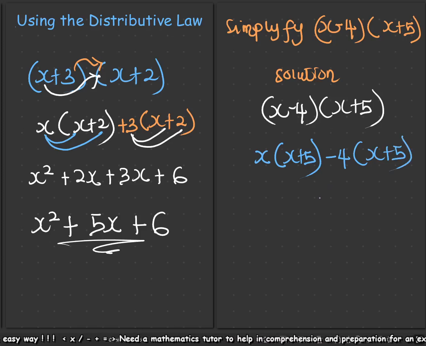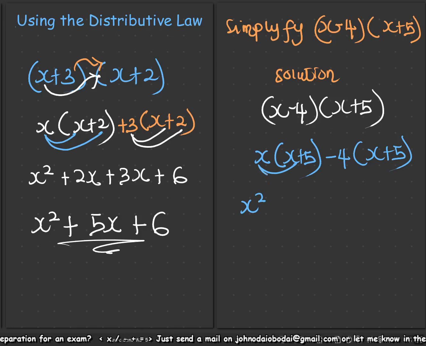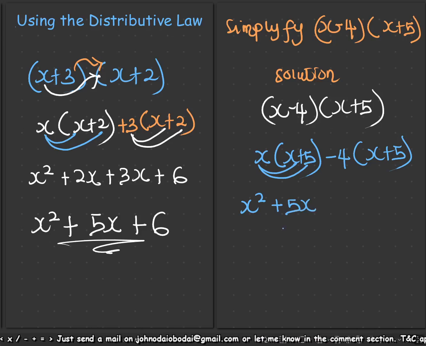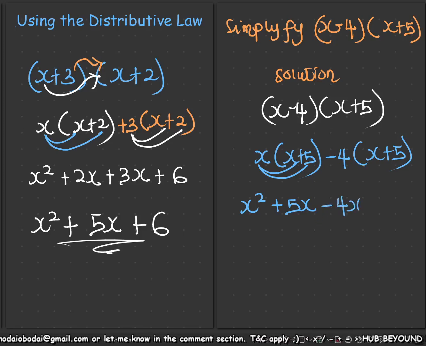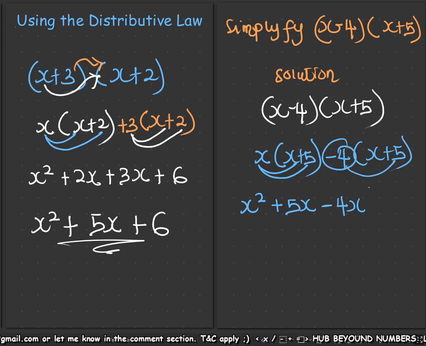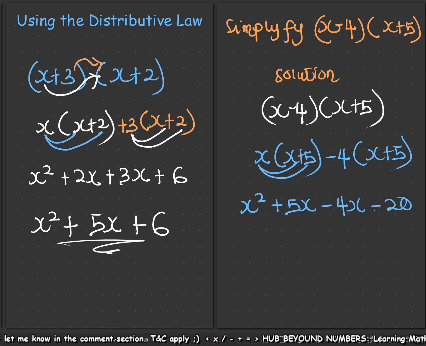After this, you now multiply what? The term outside the bracket by each term inside. So negative 4 times all of this. The first one here, we have x multiplying x. x multiplies x to give us x squared. And x multiplies 5 to give us a positive 5x. Then we have our negative 4 multiplying x. So negative 4 multiplies x to give us negative 4x. Whilst negative 4 multiplies 5 to give us a negative 20.